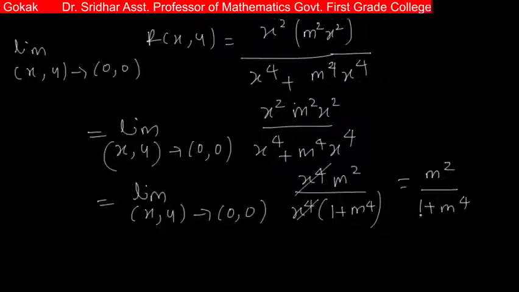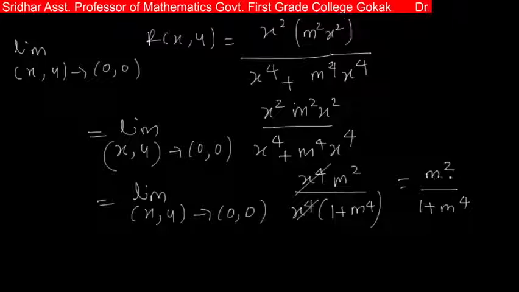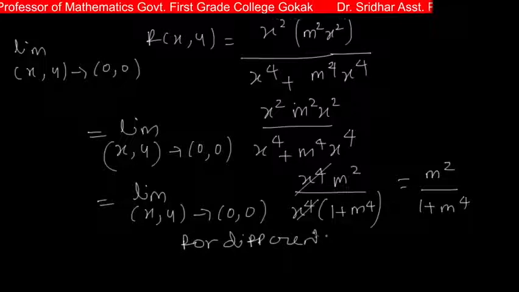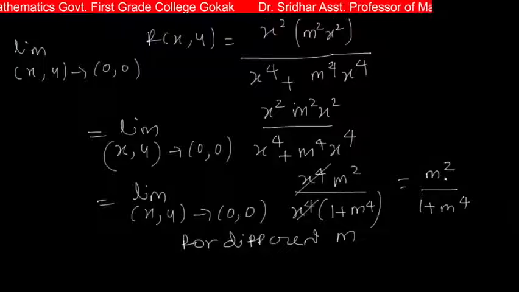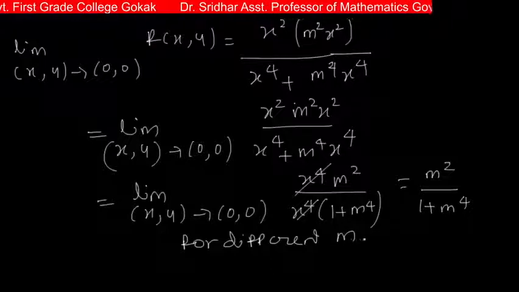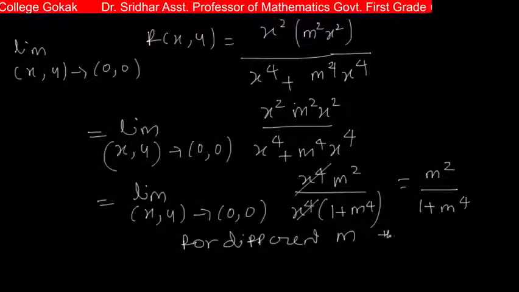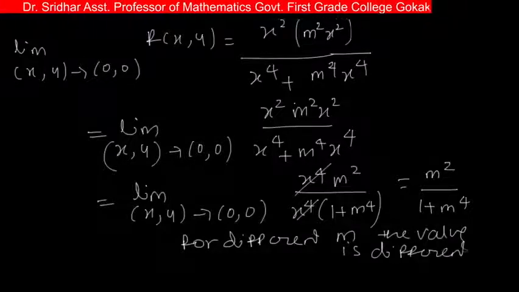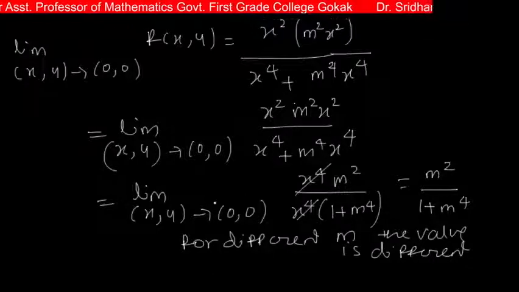Now see here, this value depends on m. m is not given here; m is a constant. So for different values of m, it gives a different limit. That means for different m, we are getting a different limit of the given function.